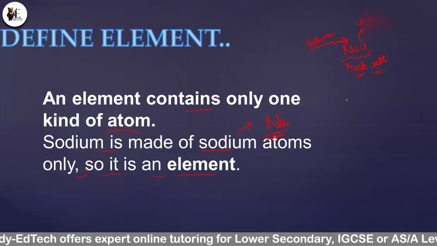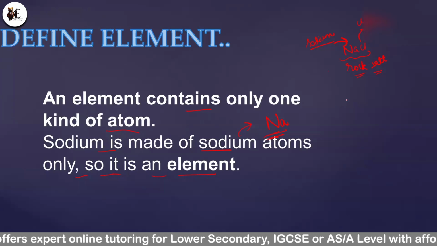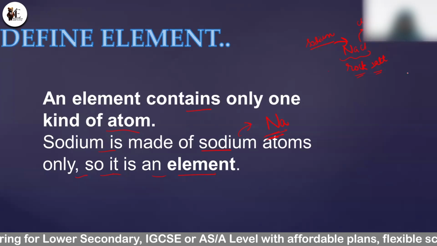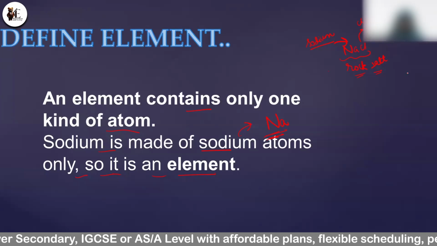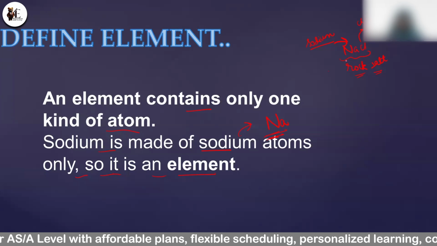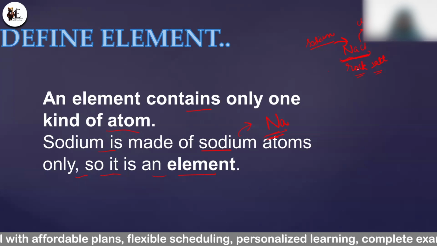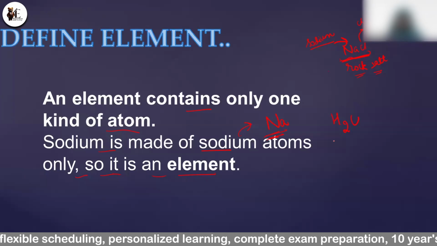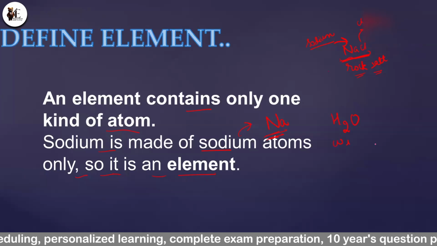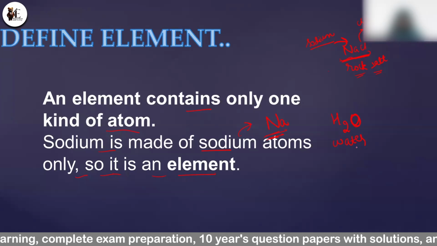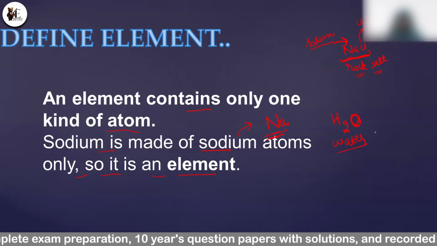For example, the chemical formula of sodium chloride is NaCl. Then what is the chemical formula of water? It is H2O, right? H2O. Yes, two hydrogen combine together with one oxygen. It forms water, H2O. Clear?